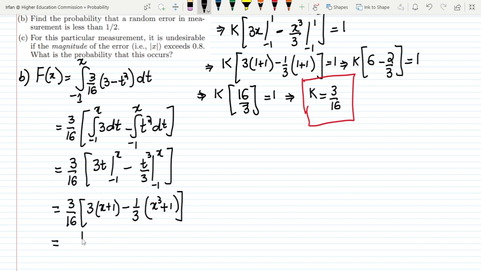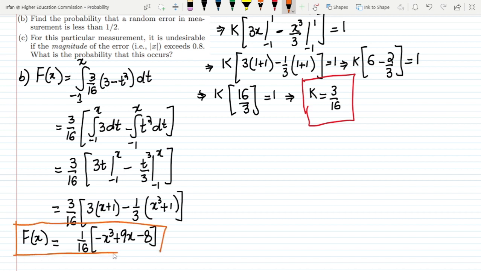So ultimately the answer will be 1 by 16 times (minus x cube plus 9x minus 8). That is f of x, and that is basically the cumulative function which I had to find out here.